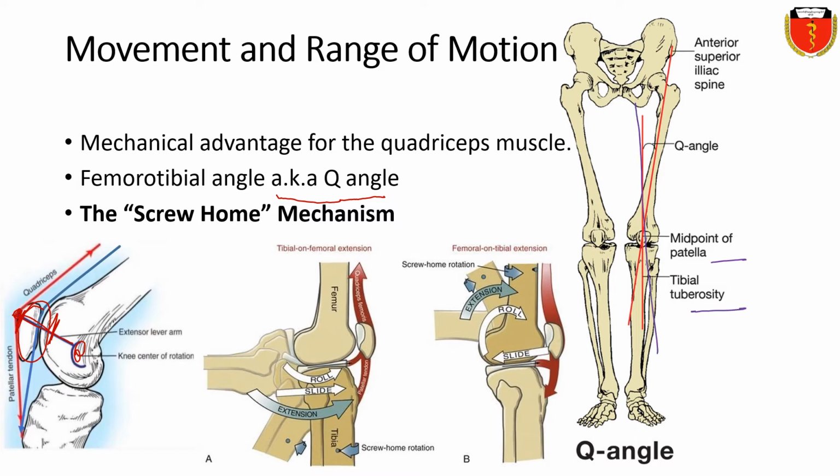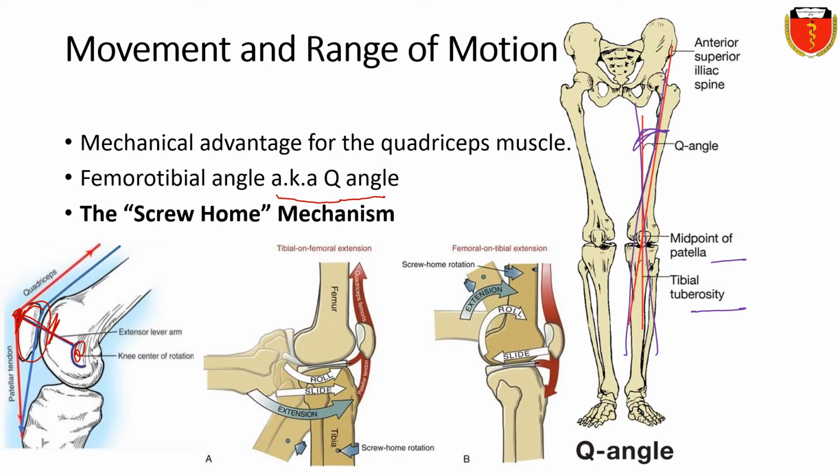So then we connected the two lines together. The angle between these two, we call it the femoral tibial angle, or Q angle. In the adult male, you will have approximately 170 to 175 degrees of the Q angle, while in the female it's approximately 170, which means the female has more Q angle compared to the male.